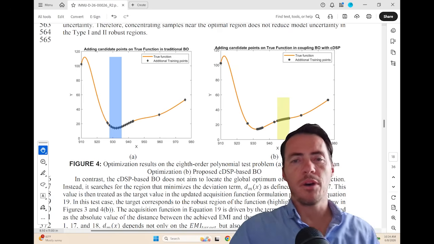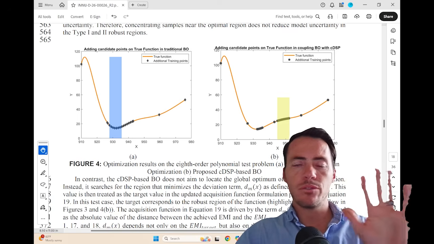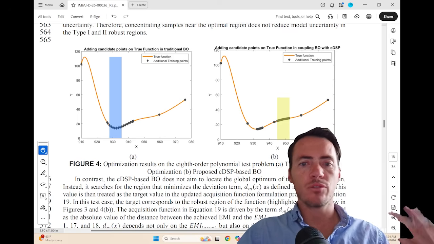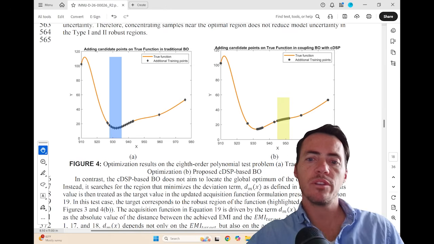So why are they modifying Bayesian optimization? I think this figure here is a good place to start. On the left is your traditional Bayesian optimization. You can see that there's a minima, and after some sampling, the traditional approach is going to sort of heavily explore that region. But what if there's large uncertainty here in your model, right?